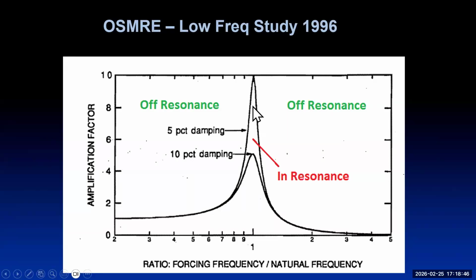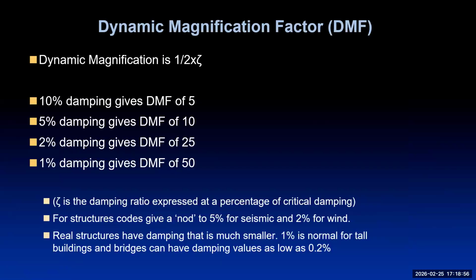Once you get a little off resonance and they don't align so well, you've got to get kind of lucky, if you will, to hit it on the nose. But the point is the risk is there. And it's really important to understand that, and people don't understand that generally. So as Alan said, the magnification factor is 1/2 zeta. And these are exactly what I was talking about, the different amplification factors you can get. Zeta is a percentage of critical damping.